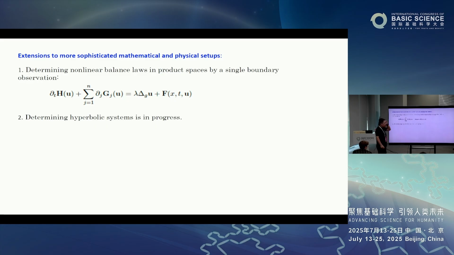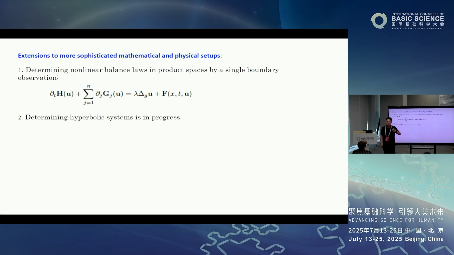So now, based on this, I only gave a very simple illustration. But in our study, we can extend it to more sophisticated mathematical and physical setups. We can determine these nonlinear balance laws in product space by a single boundary observation. We get this general form of the nonlinear balance laws. But we need this viscosity term. Without it, it gives us a hyperbolic system.